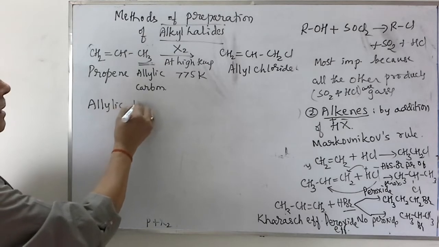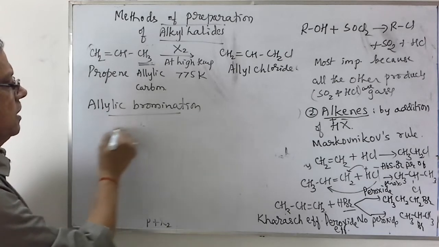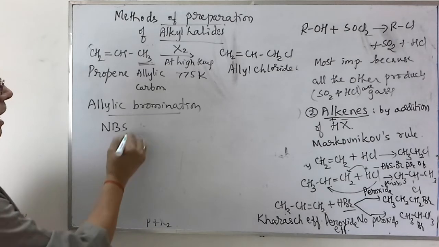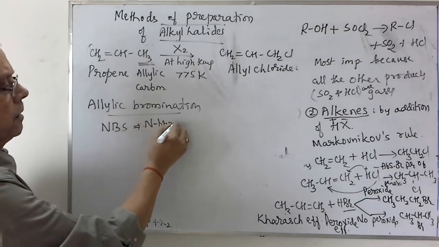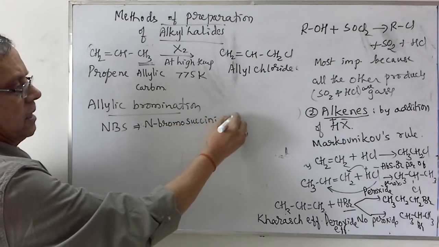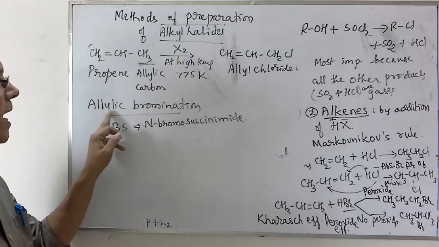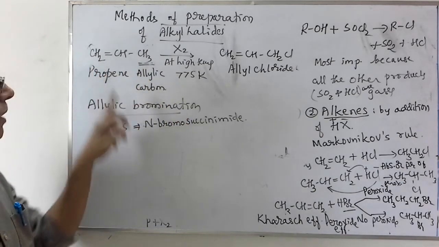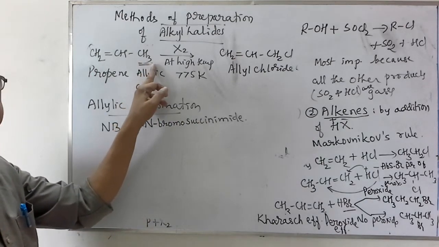This allylic bromination can be easily carried out by using one reagent that is called NBS. NBS stands for N-bromosuccinimide. This is the special reagent used for the allylic bromination. Whenever there is a carbon adjacent to a carbon-carbon double bond, when it is treated with N-bromosuccinimide, bromination always takes place at the allylic carbon atom.